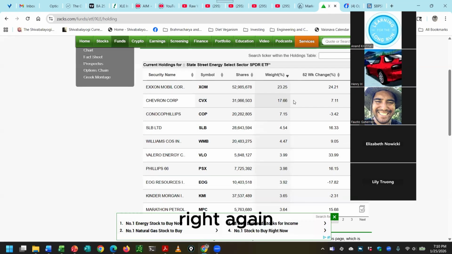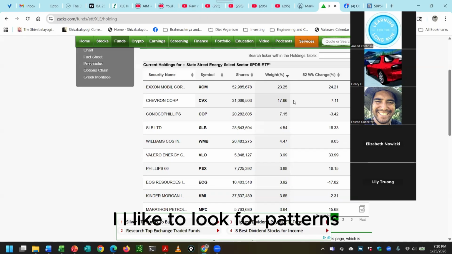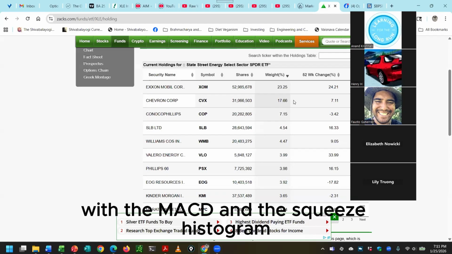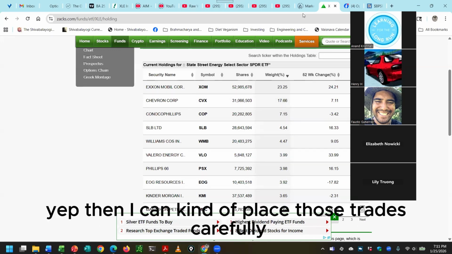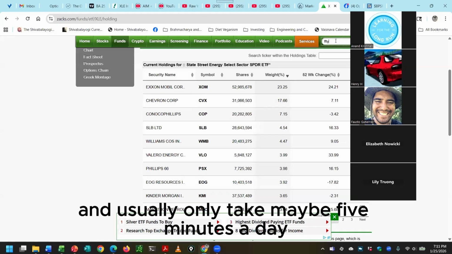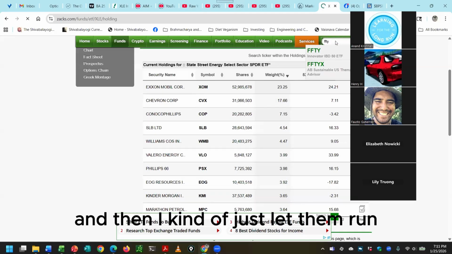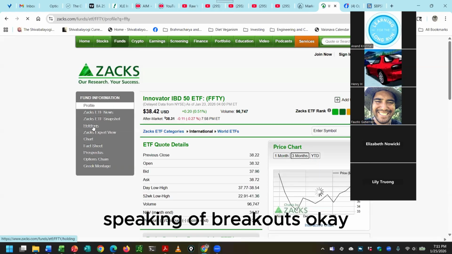Again, trade what you see, not what you think. I like to look for patterns. I like to look for breakouts. I like to line them up with the MACD and the squeeze histogram. If I can get a couple of those in a row, then I can place those trades carefully and monitor them. It usually only takes maybe 5 minutes a day, and then I just let them run and let the account grow.